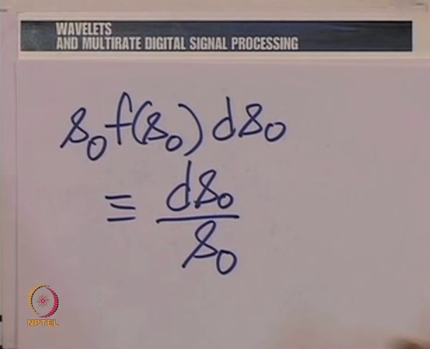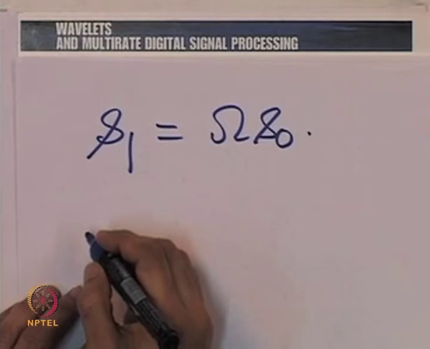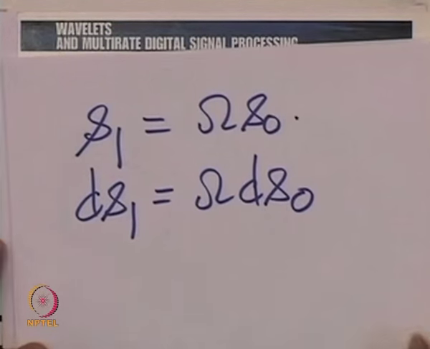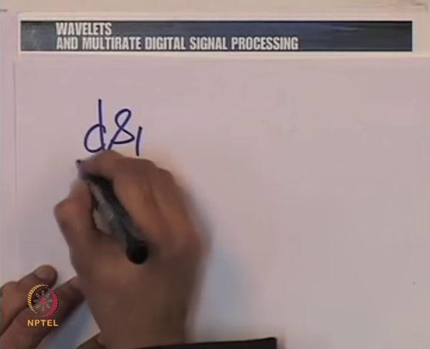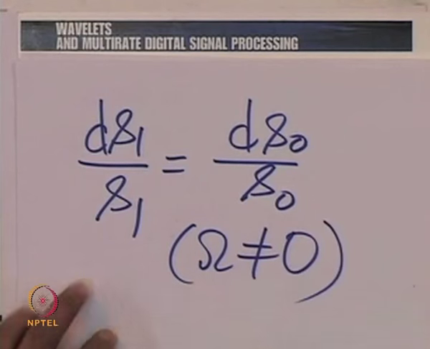And now, if we take say s 1 equal to omega times s naught, then d s 1 is omega d s naught. And now we can divide here. So, d s 1 by s 1 is d s naught by s naught, of course, assuming omega is not equal to 0. The only catch is that when omega is positive, the limits are 0 to plus infinity. When omega is negative, the limits are 0 to minus infinity. And if we take care of that little detail, we have done away with the dependence on omega.